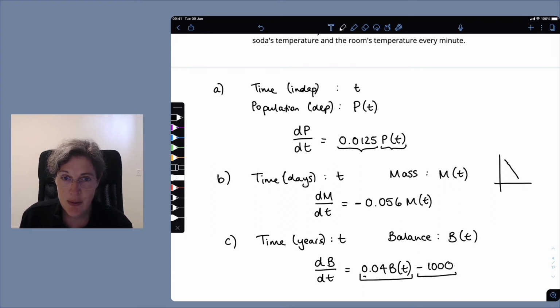And here, we can't really tell whether our balance is going to go up or down because we don't know what our initial balance is. So if the balance is several $1 million, then 0.04 is a lot more than 1,000, so it should go up. But on the other hand, if we only have $1 in our bank account and we're trying to withdraw 1,000, it's definitely going to go down. So here we have an example where we don't know whether our rate of change is positive or negative.